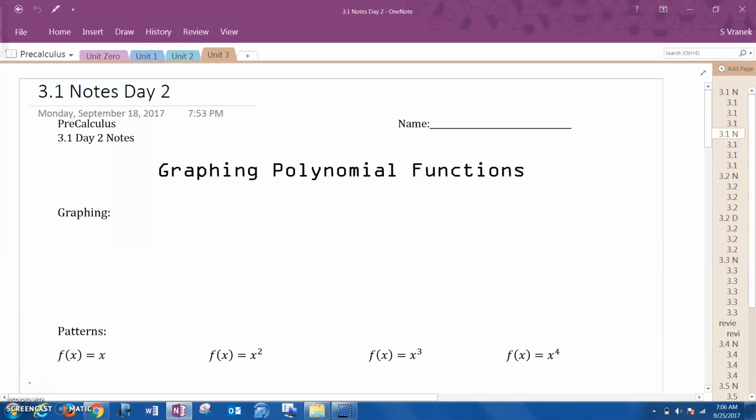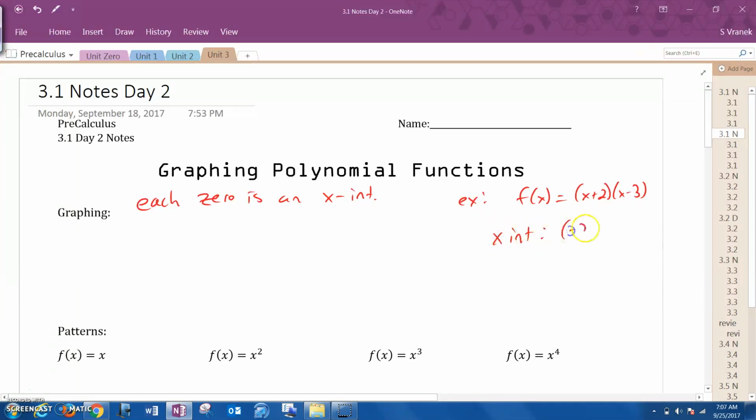Okay, today in class we're going to talk about graphing these polynomial functions, which will continue what we did yesterday. First thing that we talked about yesterday is that each zero is an x-intercept. The example I have is a function that's (x + 2)(x - 3), so we have the zeros, or x-intercepts I should say, at (-2, 0) and (3, 0).